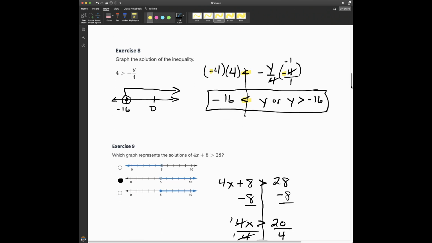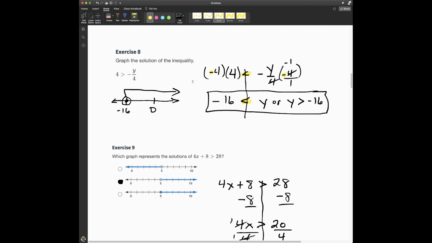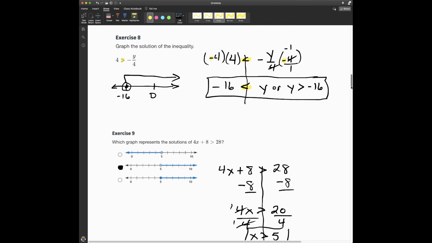All right, number 8, I graph this solution again. I'm multiplying by a negative number so I can get y by itself. So I have to change the direction of the inequality sign. So it was greater than, and now it's less than. And I get y is greater than -16, and I graph it with the open circle.